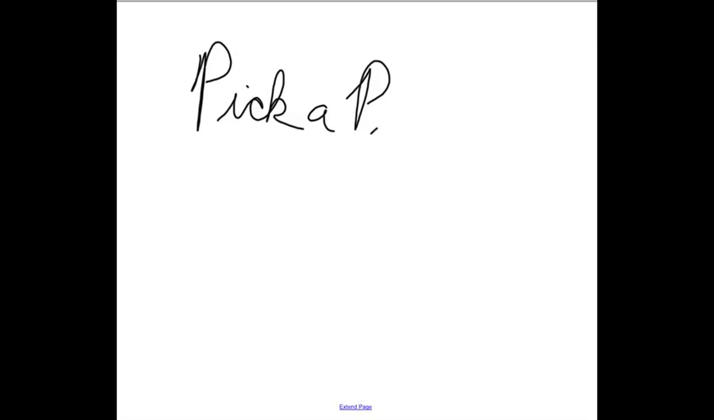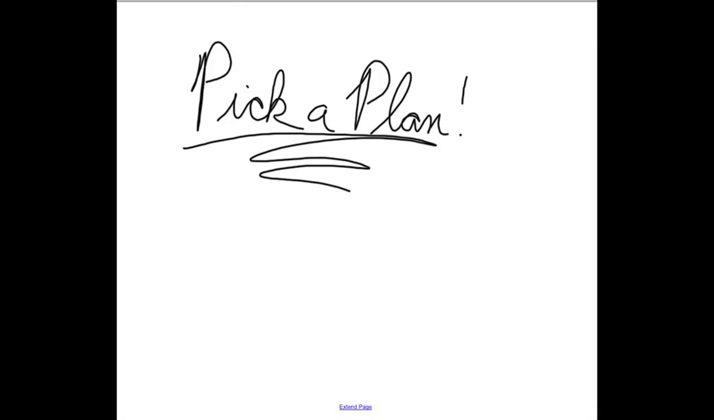What you need to do is pick a plan. You have to find one that works for you, children, and study it and study it and study it and practice it and practice it and practice it and ask your parents questions about it. Ask me questions about it. That is how you're going to become an expert on one of these plans. Good luck studying.